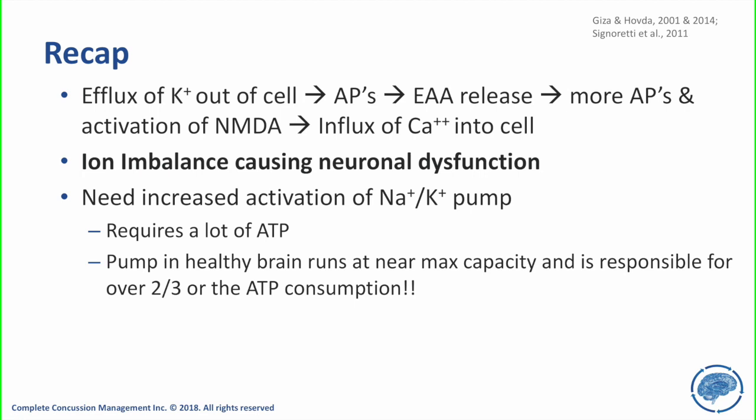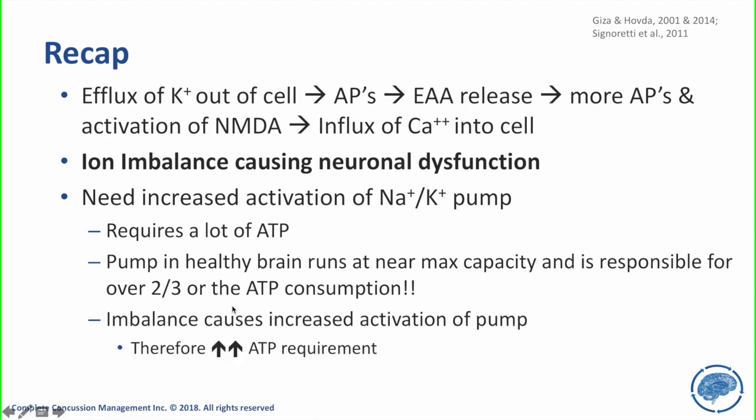And remember, this requires ATP because we have to pump sodium out of the cell against its concentration gradient, and we have to pump potassium back into the cell against its concentration gradient. So this is active transport and requires a lot of ATP. In normal healthy people, this pump burns about 2/3 of our ATP. So it's always extremely active, and after a concussion injury, that activation kicks up even further. So now you start burning a heck of a lot more ATP, okay?